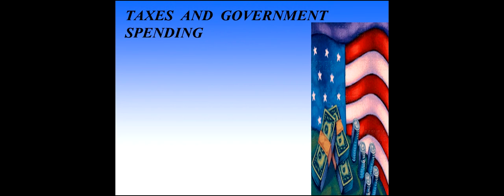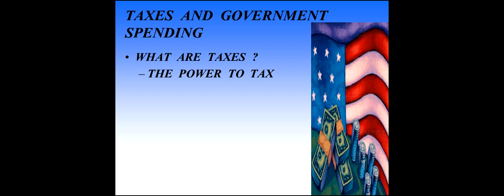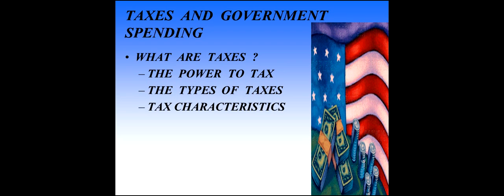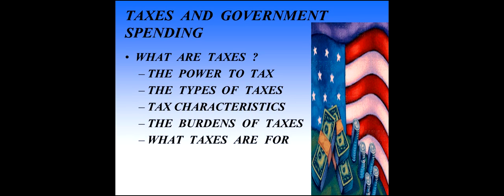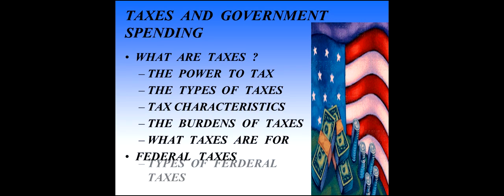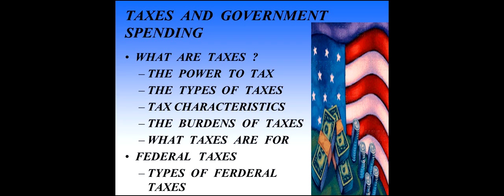The first thing that we're going to do in this chapter is take a general look at taxes. In other words, what are they? We're going to look at where the power to tax comes from, the types of taxes that exist, some general characteristics about taxes, and then we're going to look at the burdens of taxes, and then what the taxes are supposedly used for. And then we're going to get into specifically taking a look at federal taxes. And the first thing we'll do is look at the specific types of federal taxes that exist.